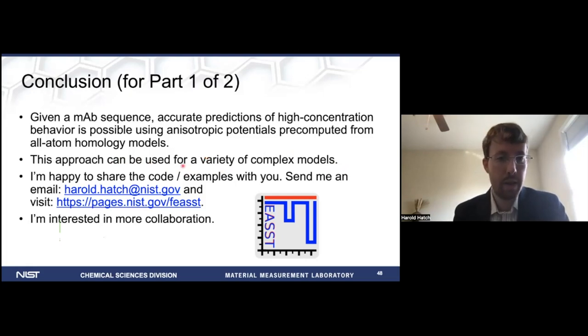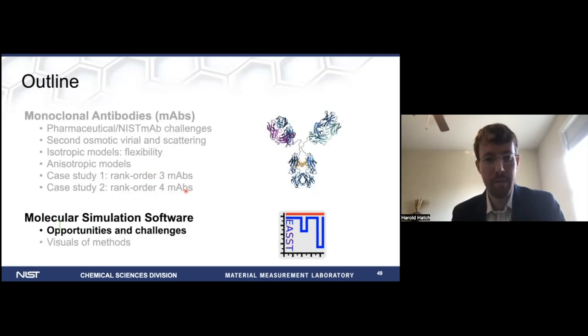And it's a code that I've made open source and available to the community. So if you'd like to use it, you can send me an email at harold.hatch@nist.gov or visit the software website, FEASST with two S's. And I'd be interested in using this methodology and helping the community.